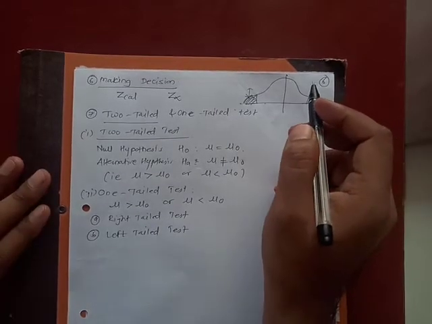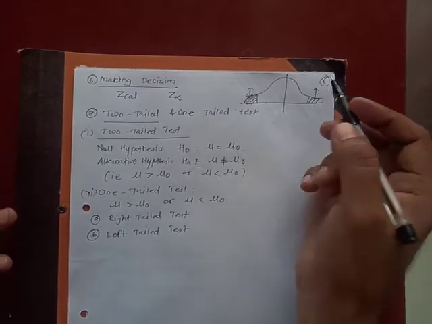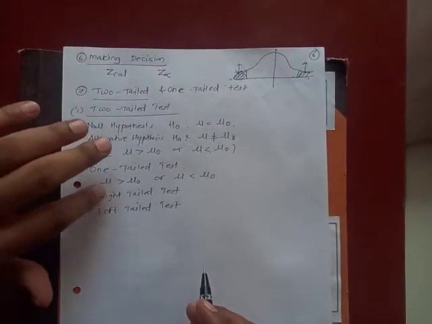Now we have the next concept, that is table of critical value.